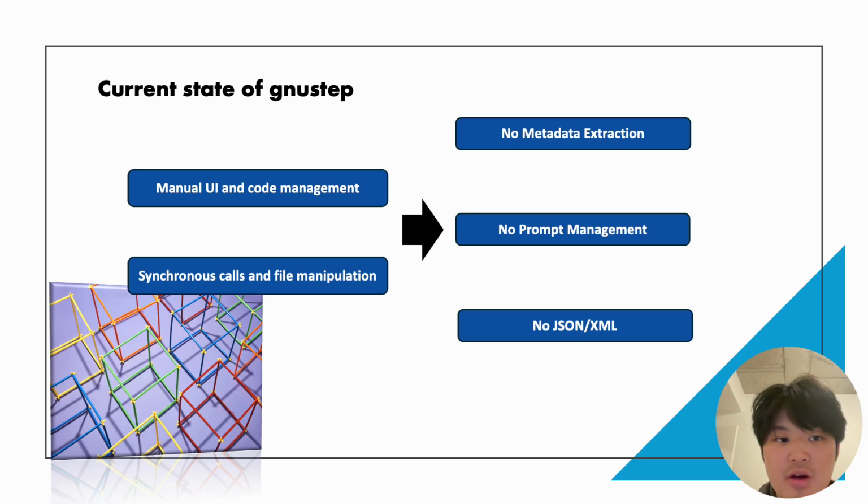I'll go through the current state of GNUstep relative to the enhancement. Currently, the GNUstep development workflow is largely manual. Developers design interfaces in GORM by dragging UI elements and then manually write Objective-C code in Project Center. This workflow lacks any dynamic connection between UI design and code generation. Key limitations include the inability to extract UI metadata, a lack of support for natural language prompts, synchronous operations that can freeze the IDE, and no standardized data formats for internal communication.